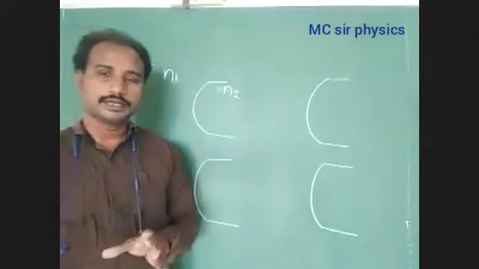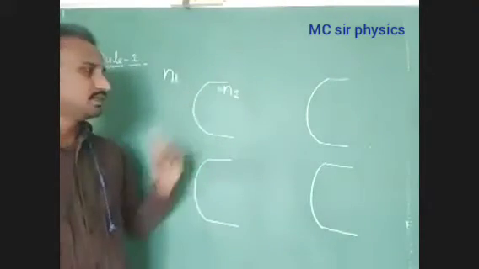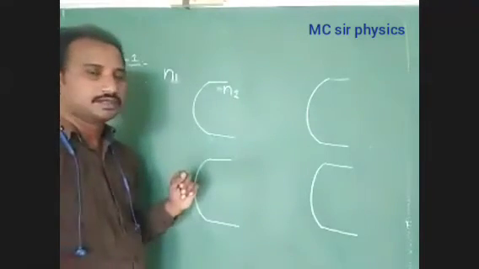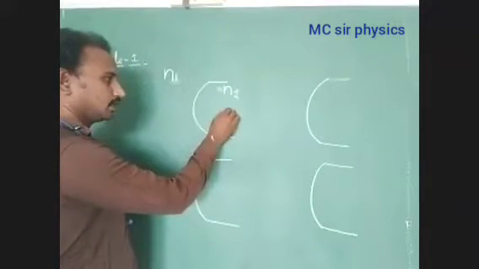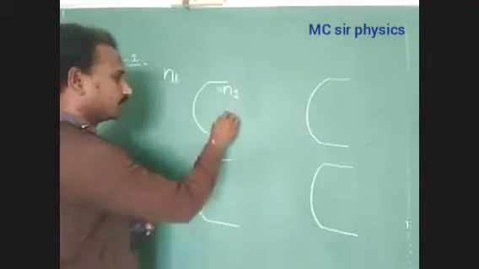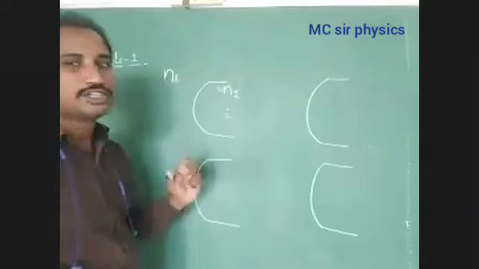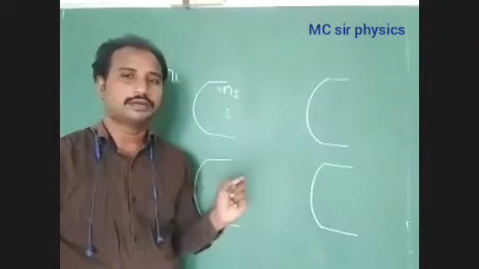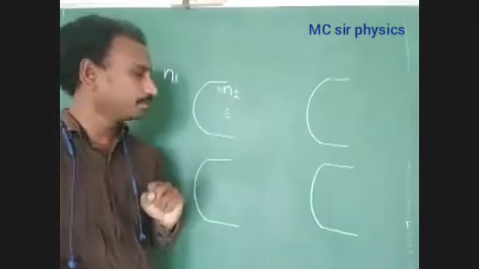Now we have to find the center of curvature for this curved surface. The center of curvature for the curved surface, we have to consider inside the medium. So this point is a virtual point. It's not a real point. That virtual point we have to consider inside the glass medium.